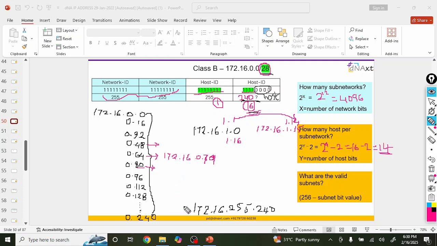Okay, 172.16.0.95. If the network ID is 172.16.16.128, what is its broadcast ID, given that it is /28? So what will be the broadcast ID of this? 172.16.16.143, because the increment is of 16 in the last octet. So if you add 16 to this it becomes 144. So you have to take the previous number. So 16.143 will be the broadcast ID. Okay.